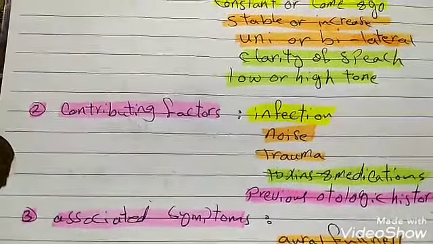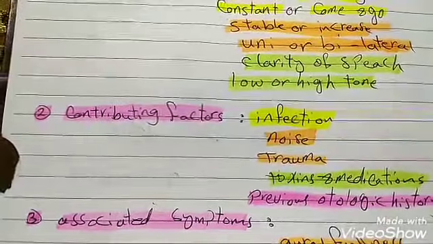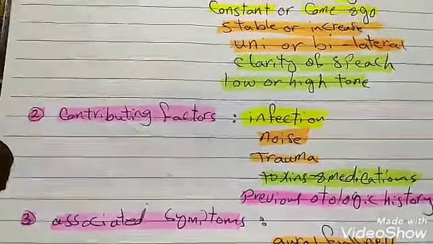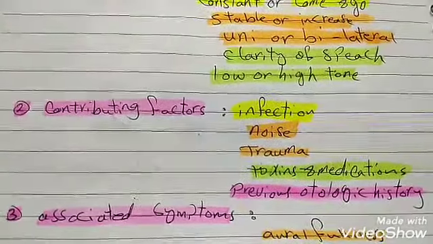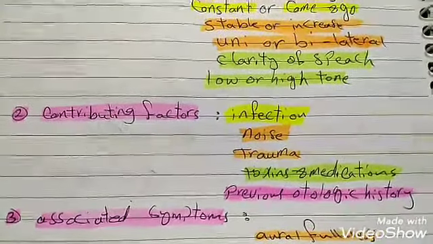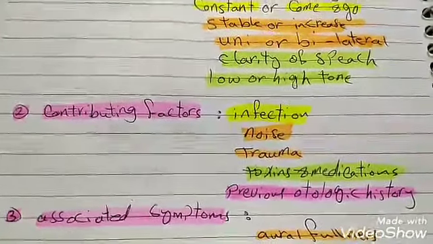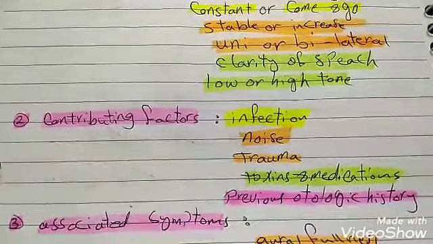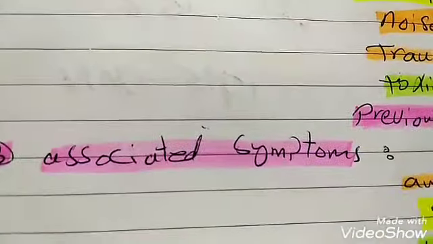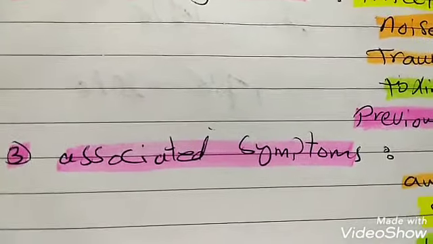The contributing factors in hearing loss, like recent infection, ask about fever and upper respiratory tract infection, loud noises exposure, or recent trauma like barotrauma, straining, weightlifting, and head injury. Ask about the toxins and exposure to medications, and we will discuss these medications and toxins in a later video, and the previous otologic history like surgery and infections.